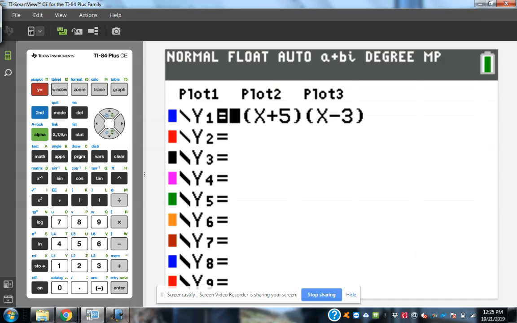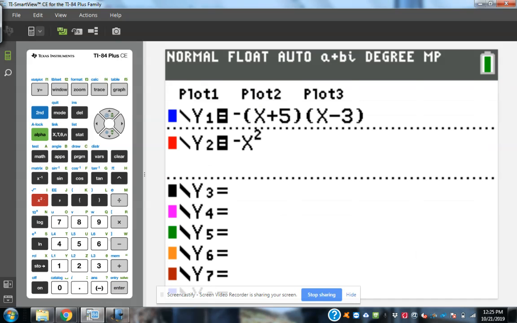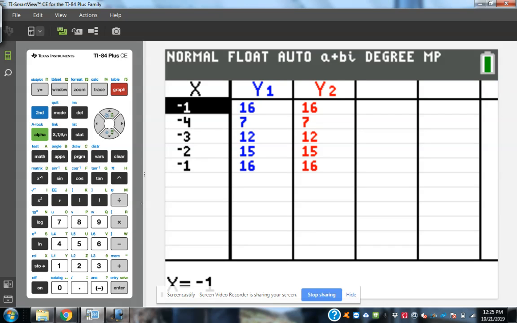If I had typed in the standard form, -x squared minus 2x plus 15, and then went to the table, notice y1 is the intercept form, y2 is the standard form. They got the same y value when I have the same x value in there. That tells me, hey, I multiplied it out the right way, because it should be the same.